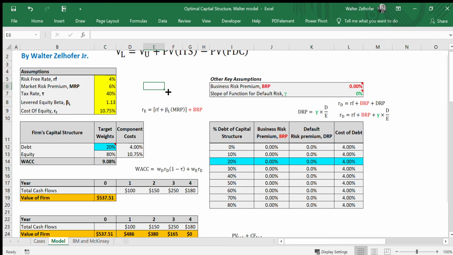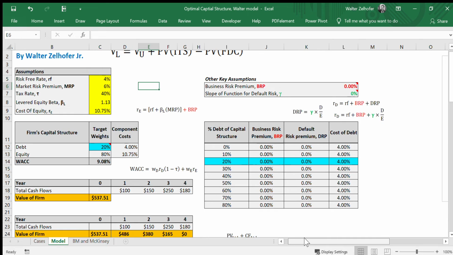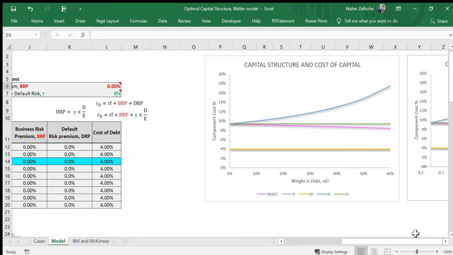So naturally, the more realistic thing to say would be, hey, they're going to have a business risk premium, and we'll get back to that. Also, as the business borrows more and more money out of their capital structure, if they're financed primarily with debt, lenders are not going to be happy lending them the risk-free rate. They're going to charge a higher and higher and higher interest rate on this debt. So this is not realistic at this point where the cost of debt is just 4% and equal to the risk-free rate. Let's take a look at the charts and let's see what happens at this point.